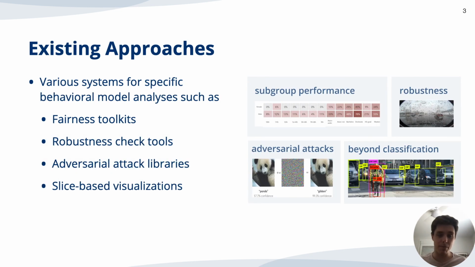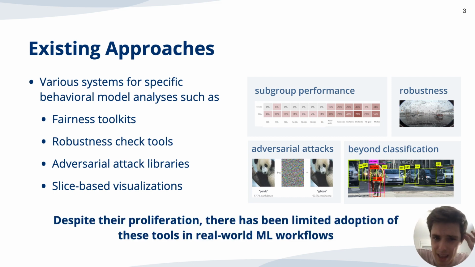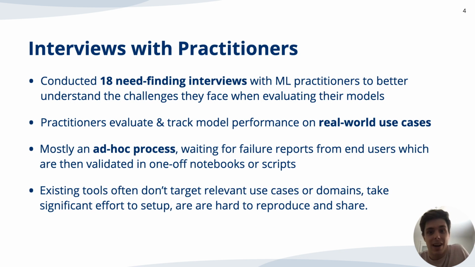So there are some existing approaches that help people do evaluation and discover some of the issues that these models could have. These include fairness toolkits, robustness check tools, even libraries for doing adversarial attacks. But what we found is that there has been limited adoption of these tools in real-world ML workflows. A lot of these come out of academic centers and just aren't really adopted when people are in the wild building these systems. So we wanted to better understand why this is. Why are they not being used?